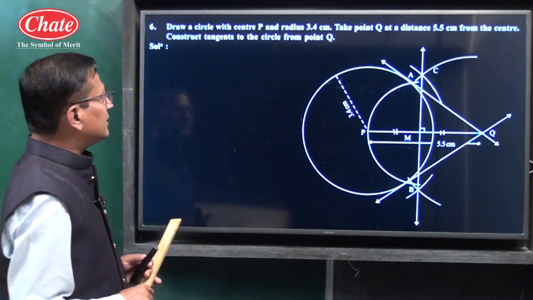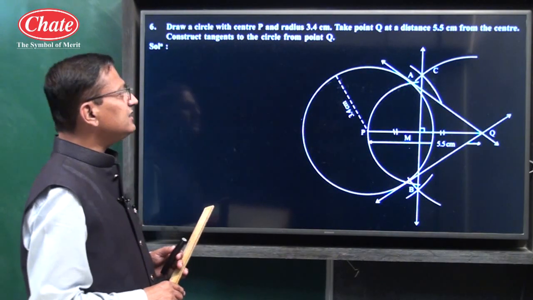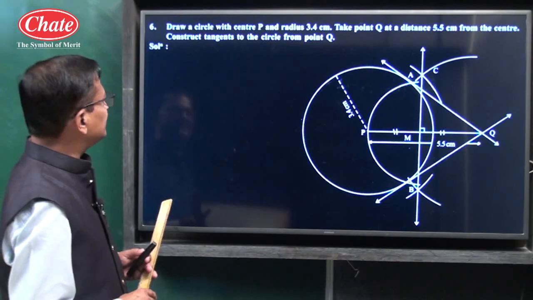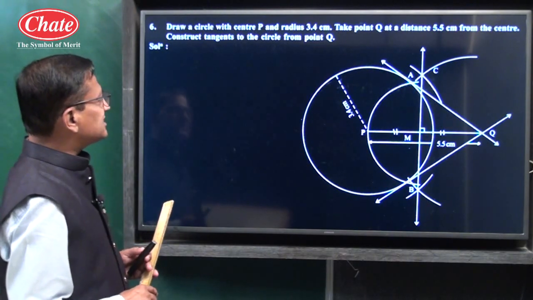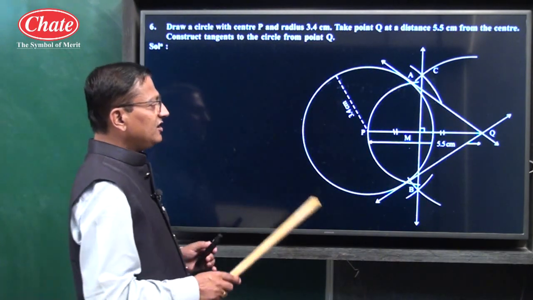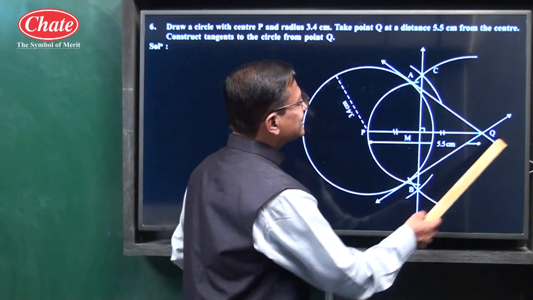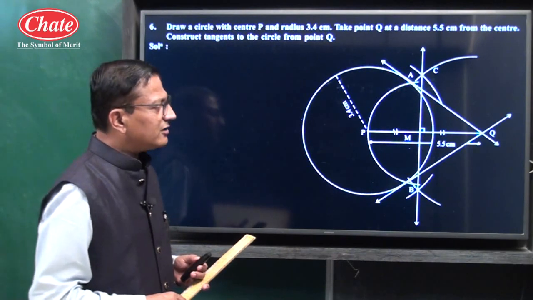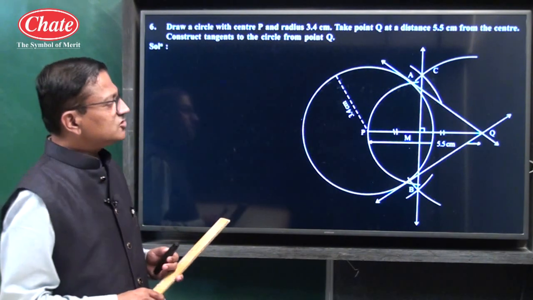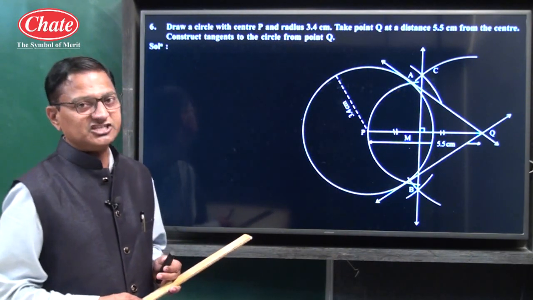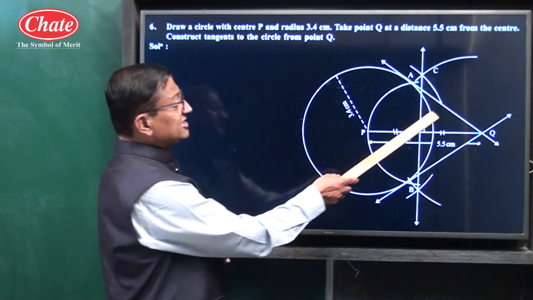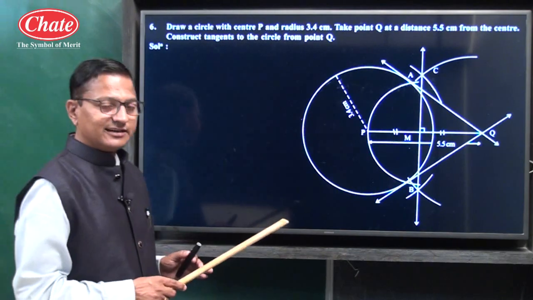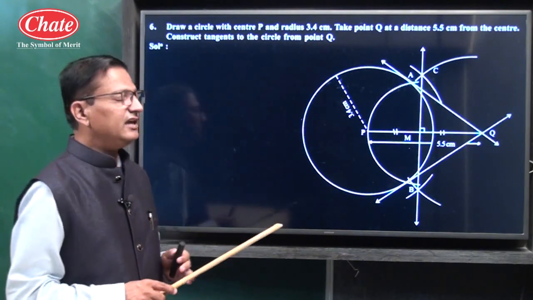Draw a circle with center P and radius 3.4 centimeter. Take point Q at a distance of 5.5 centimeter from the center. Construct tangents to the circle from point Q. Here the point is in the exterior part of the circle. When a point is in the exterior part of the circle, we can draw two different tangents and the tangent segments are congruent. इसके बारे में important theorem था, वो हमने circle topic में देखा था.